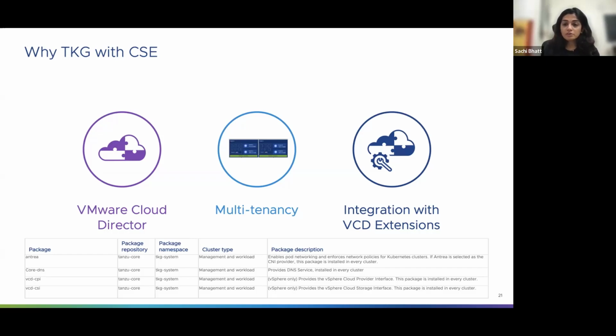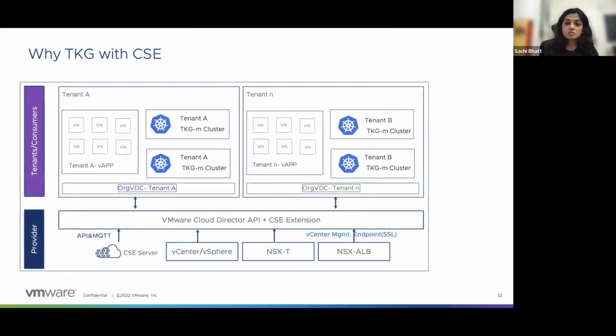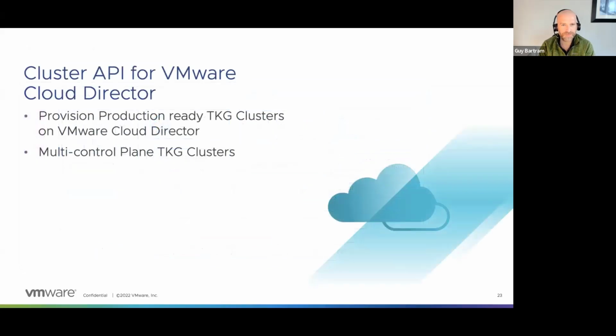Okay. Yeah, and this is a very 10,000 feet view of the CSE server, its placement within VCD and its tenant resources. So you can see you are just adding one server over here and you are able to offer multi-tenant Kubernetes as a service to your customer organizations, leveraging NSX-T load balancing and the underlying infrastructure. Yeah. Okay.